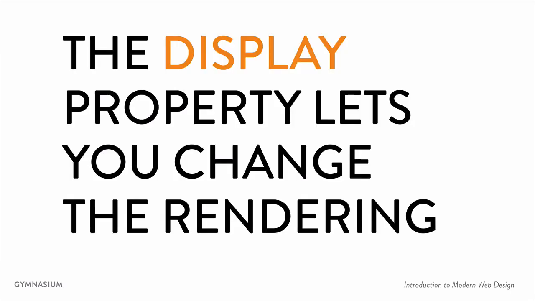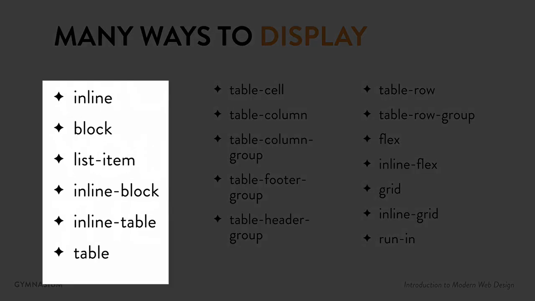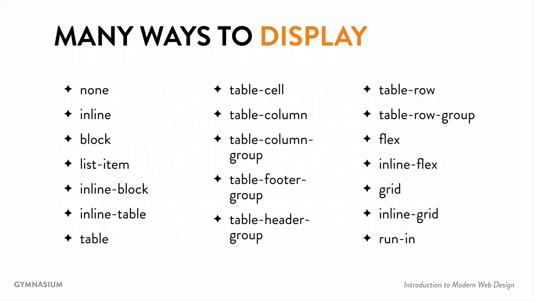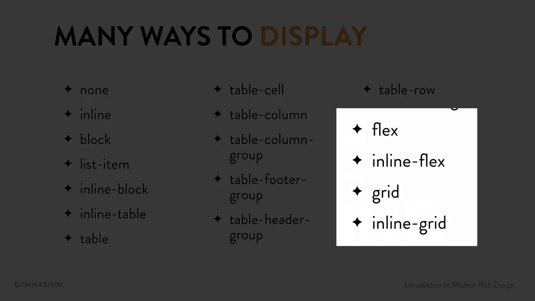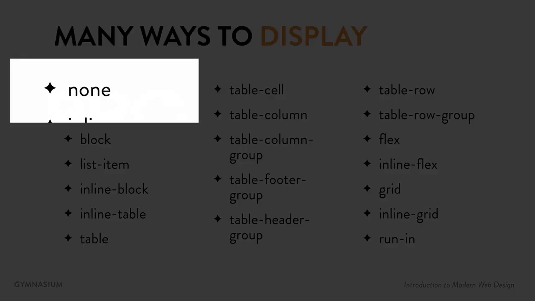So I showed display as a property and being able to change something from being an inline element to being a block level element. Now there are many ways that you can adjust the display of an element. You can set it to display inline, to be block, to display like a list item, to display like a table cell. You could display it flex, which is what's called flexbox, and so on and so forth. You can even do display none, which makes an element disappear from the page.